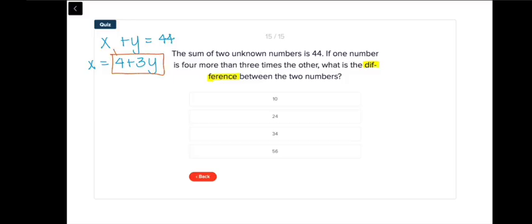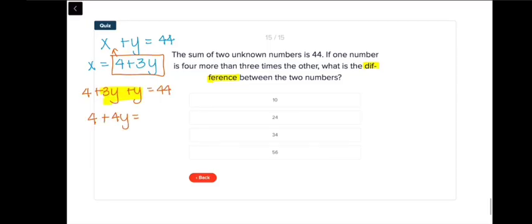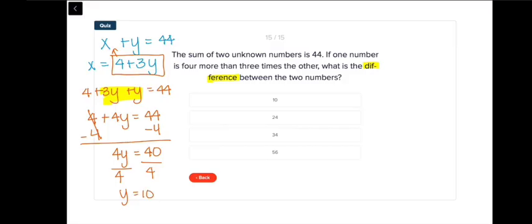Having these two equations, I can use substitution and substitute this in here. So my new equation will be 4 plus 3y plus y is equal to 44. I can combine my terms to get that 4 plus 4y is equal to 44. I subtract 4 from both sides, and that will leave me with 4y is equal to 40. I divide both sides by 4, and it turns out that y is equal to 10. Now, this is only one of my values. Now let's get the second value.